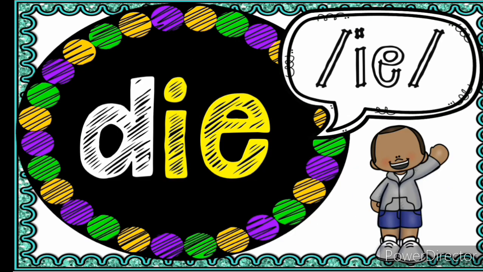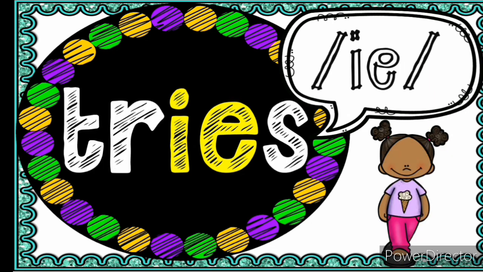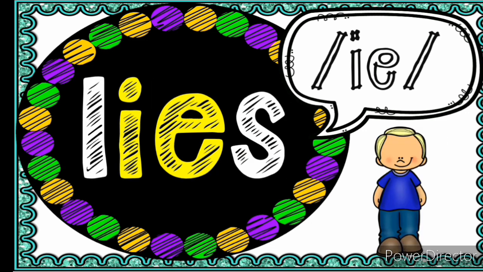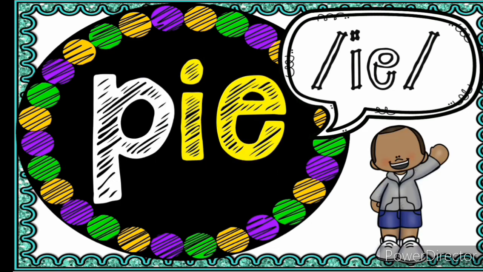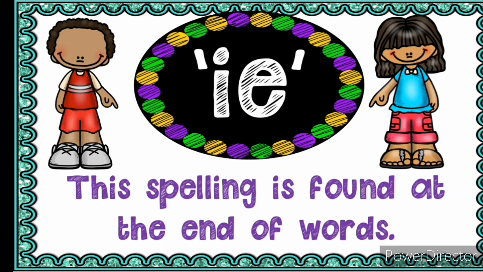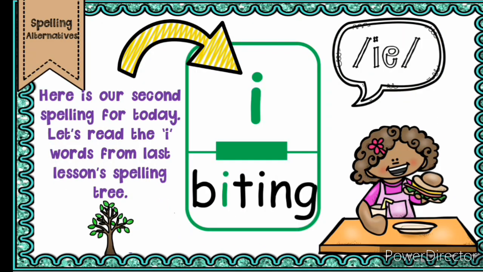Now, we have one word, die. Everybody together say die. We have tries. Everybody together say tries. We have ties. Together say ties. We have flies. Lies. Pie. Where in the word can the I spelling be found? Let's find out. Now the spelling I, this spelling is found at the end of words.